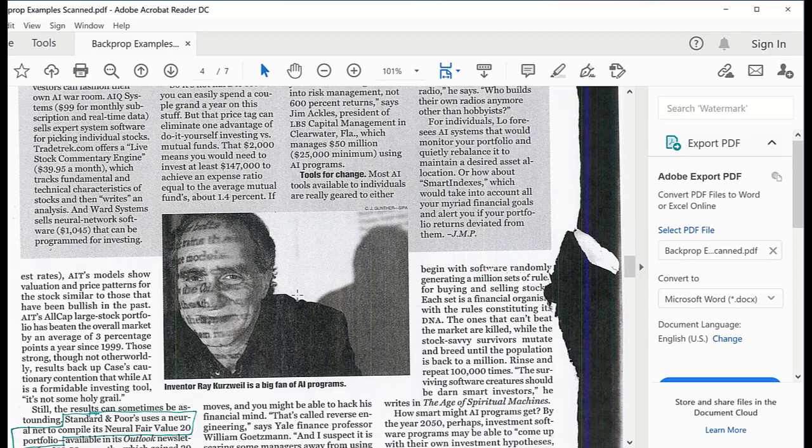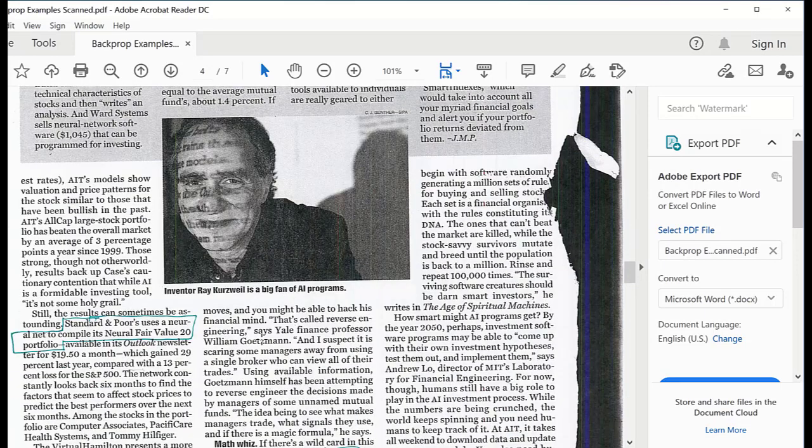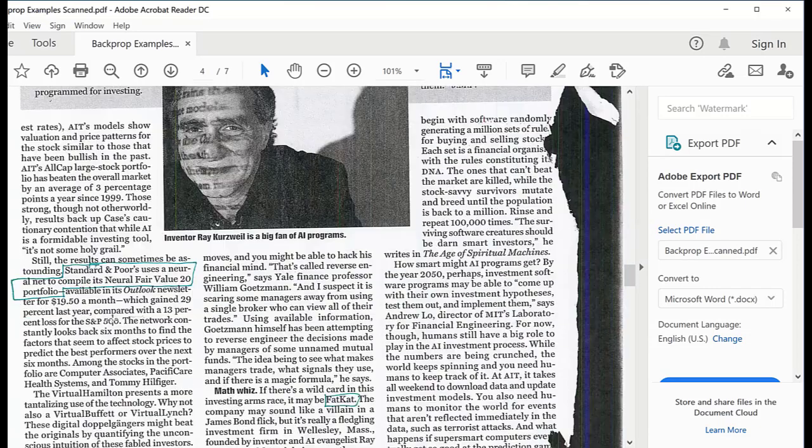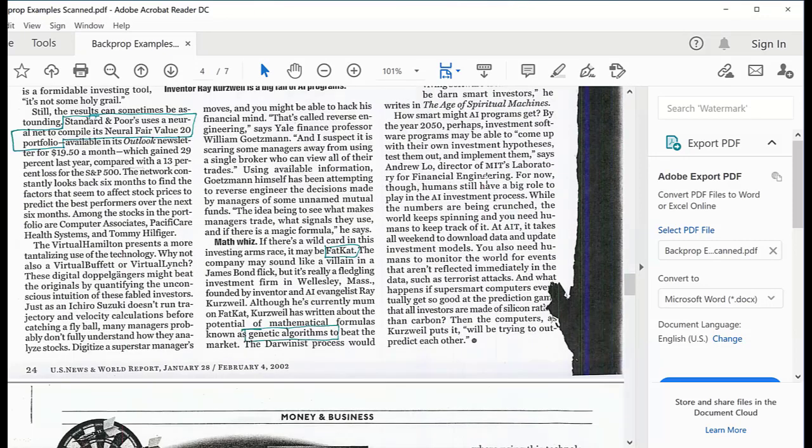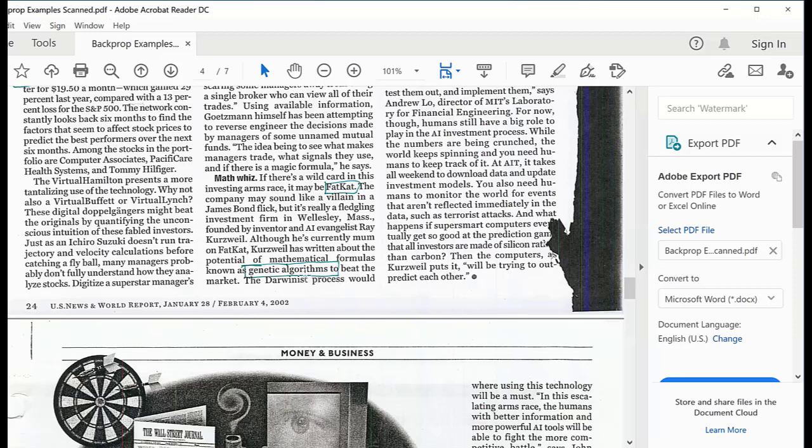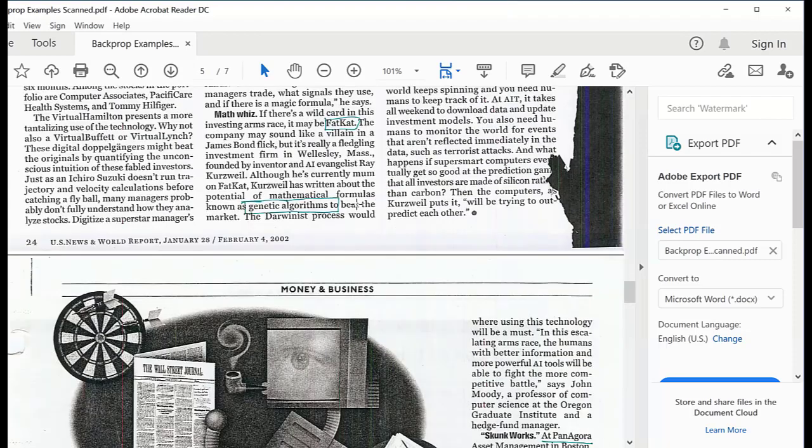This guy did some AI programming. In fact, he created a mutual fund called the Neural Fair Value that picked stocks based on neural nets. And that was something you could actually invest in a while back. So that's more stock market prediction. There's another method called genetic algorithms that mimics evolution that helps learn how to do stuff.